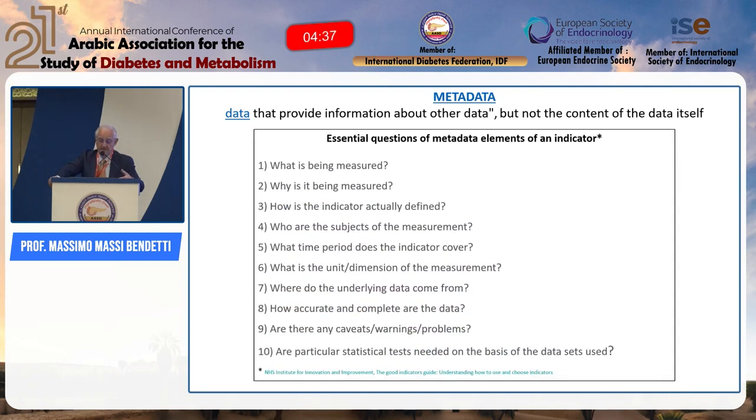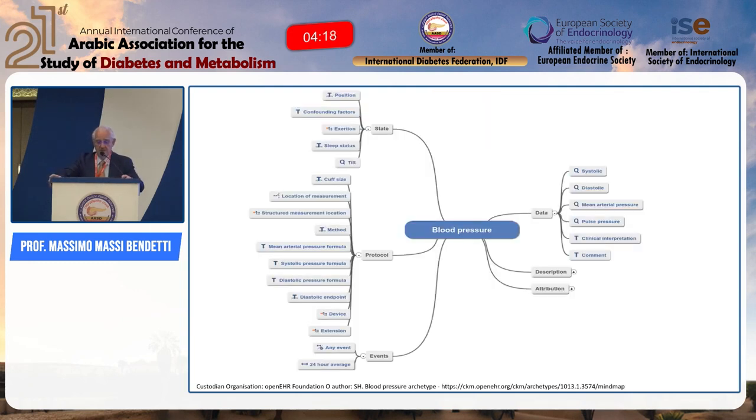There are a number of questions for elements of an indicator. What is being measured? Why is it measured? How is the indicator defined? Take the example of blood pressure. We consider blood pressure as just a number, which is in our electronic medical records or in our files.